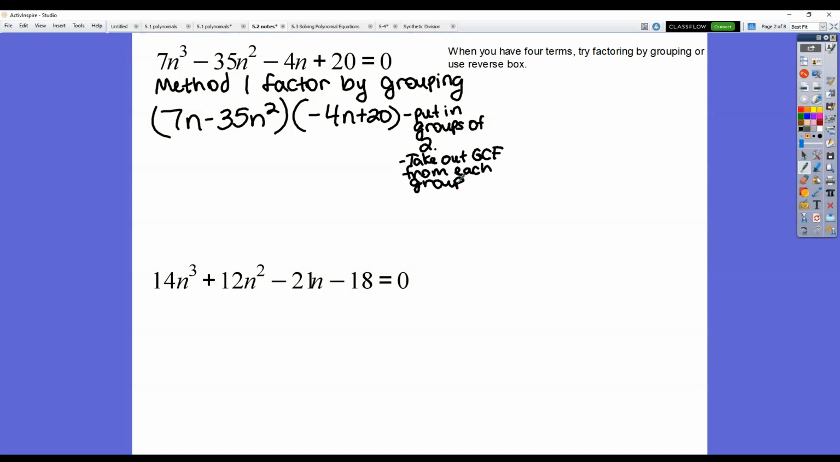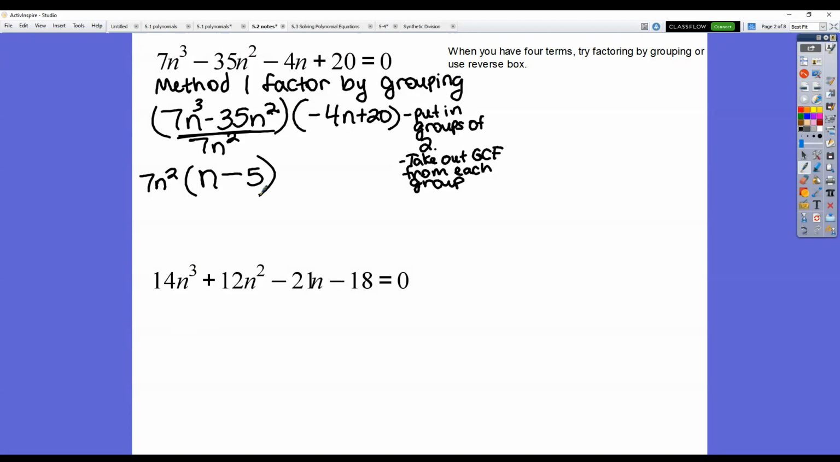Okay, so here, the greatest common factor of this group is 7n. So we take that out. That leaves us with n. That's supposed to be cubed. So hold on. Okay, so they're both divisible by 7, and the highest exponent I can take out is n squared. Okay? Then we write 7n squared on the outside. Okay, 7n cubed divided by 7n squared is just n. Negative 35n squared divided by 7n squared is 5.